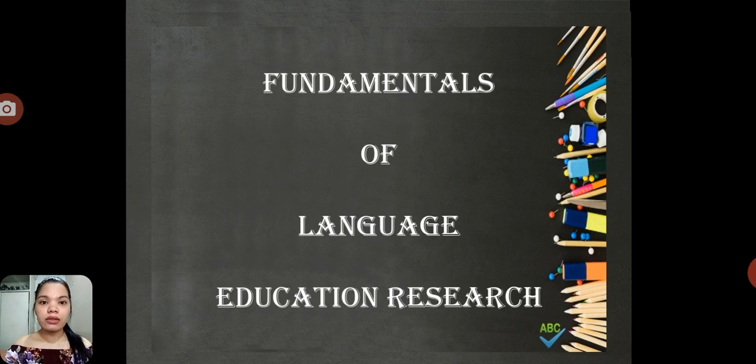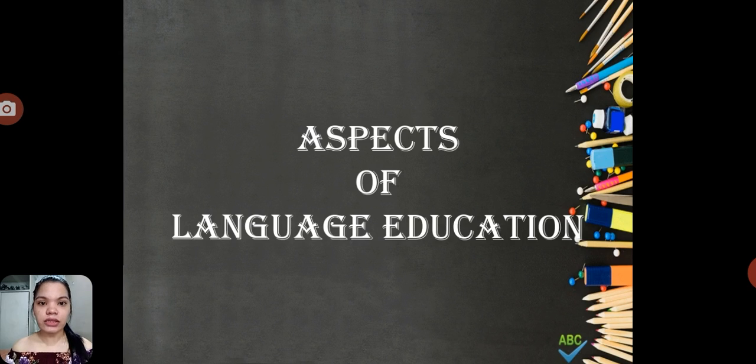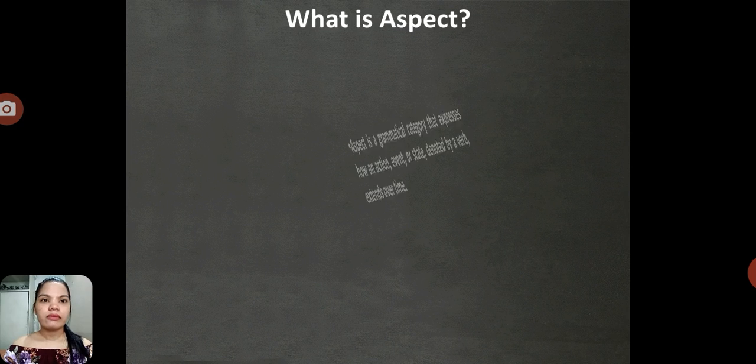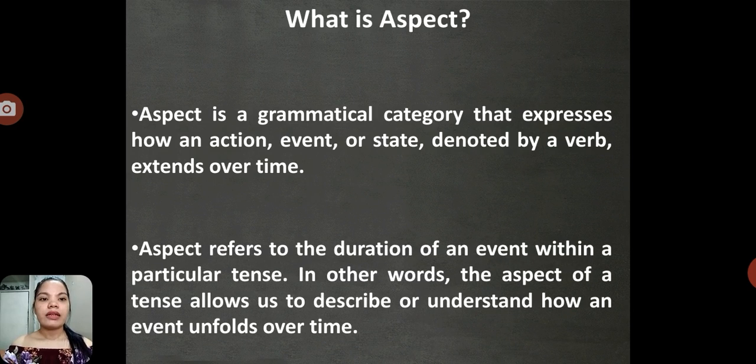So let us proceed to the first topic, which is the aspects of language education. First, let us define what is aspect. Aspect is a grammatical category that expresses how an action, event, or state denoted by a verb extends over time. Aspect refers to the duration of an event within a particular tense. In other words, the aspect of tense allows us to describe or understand how an event unfolds over time.